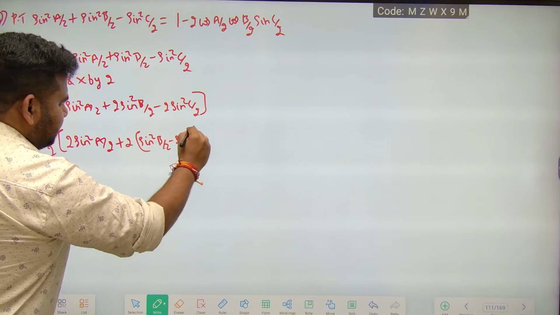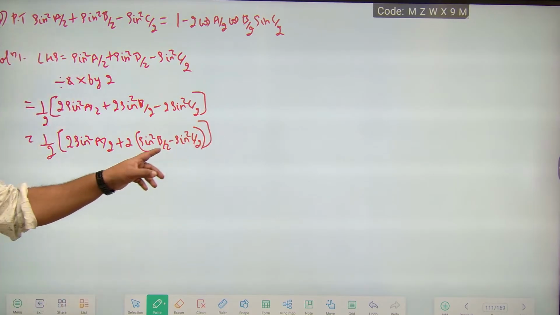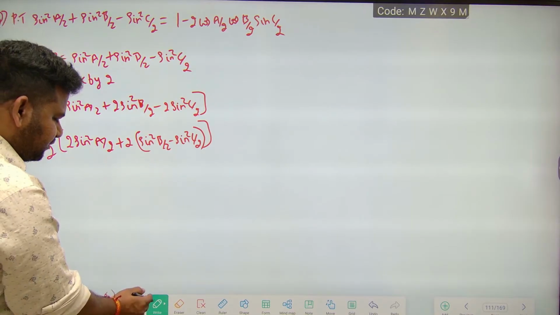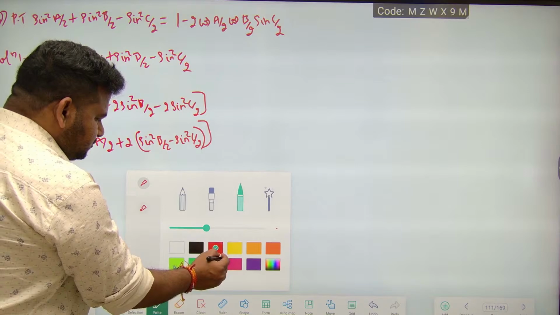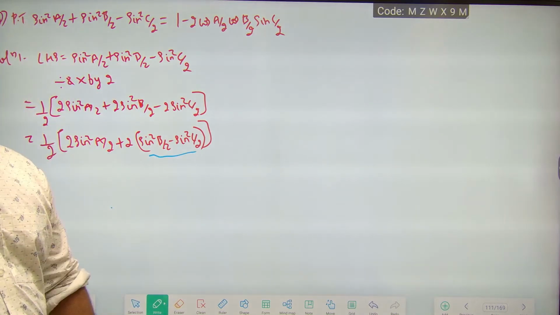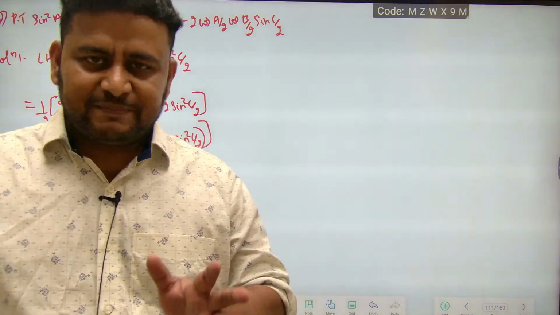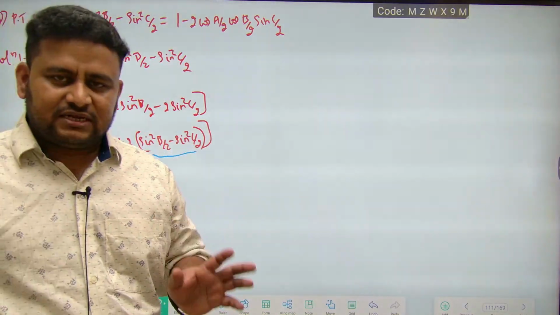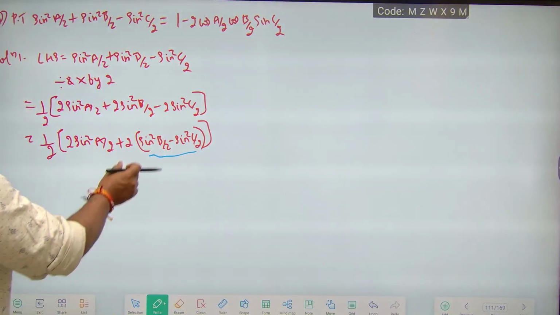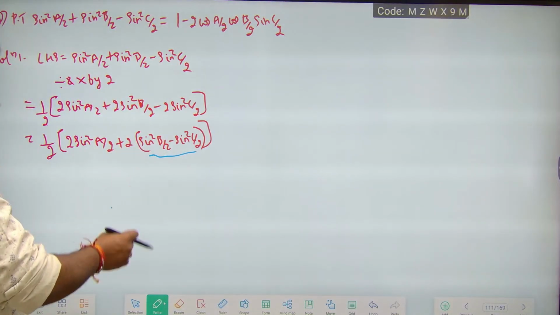I will take 2 common. So see here, sin square B by 2 minus sin square C by 2. Here I can apply which formula? These are of the form sin square A minus sin square B, which I wrote in the formula, that is sin of A plus B into sin of A minus B. So let us apply that here, but here A is B by 2 and B is C by 2. That's it.